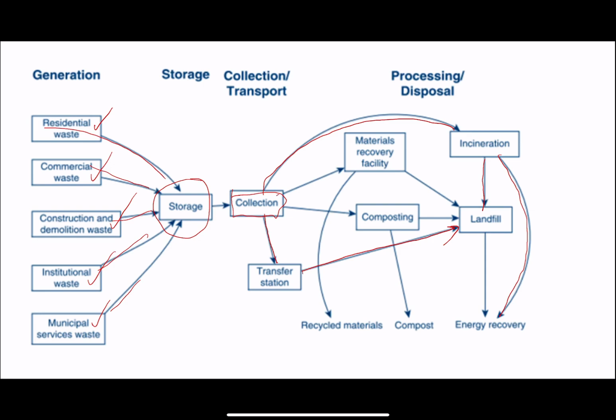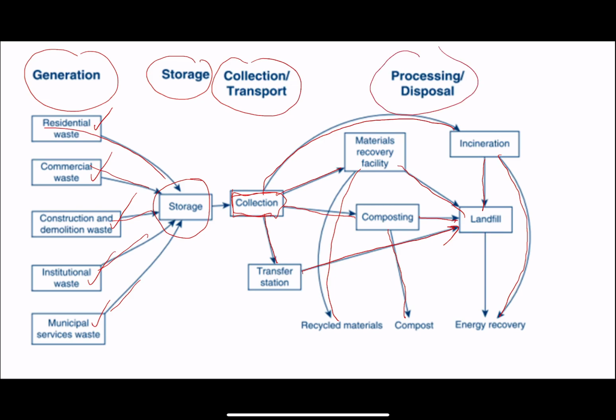Some of the collection will go to material recovery facilities, and whatever they recycle and recover will go out as recycled material, and the rest that cannot be recycled will go to the landfill. Some of the collected solid waste will go to composting, and the rest will go to landfill. So this is an idea of what happens to solid waste from generation to processing and disposal. Some landfills also have energy recovery units to produce electricity and energy generation.